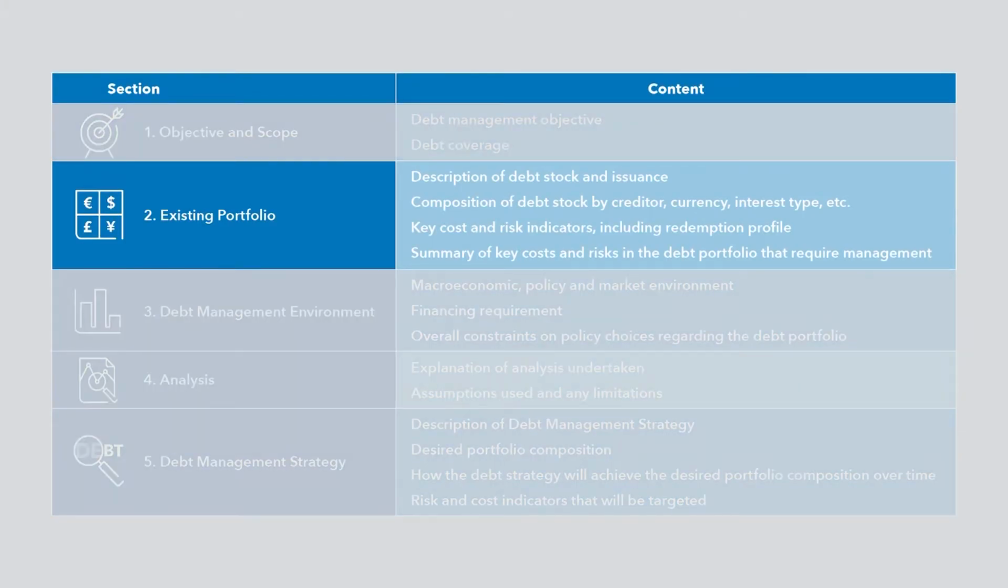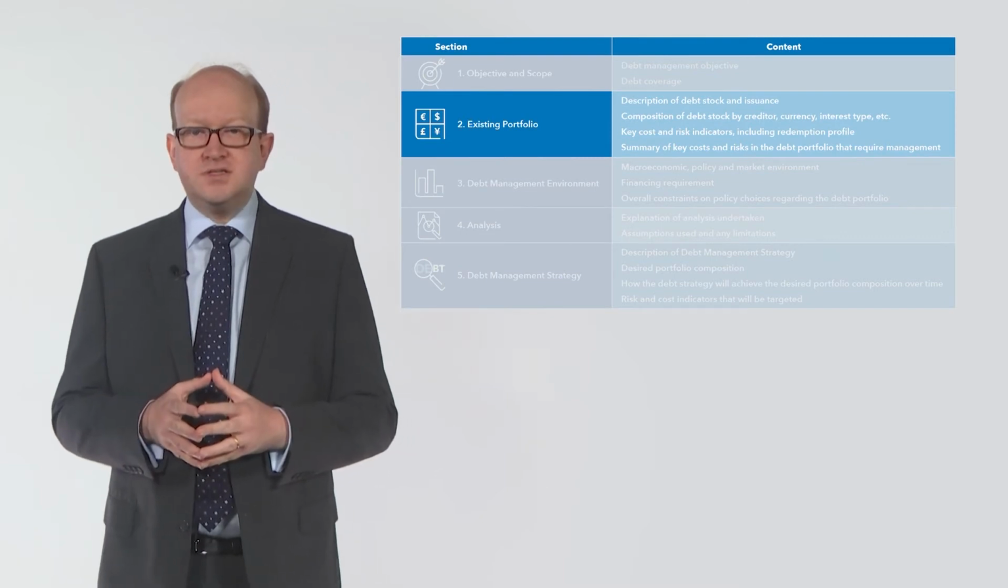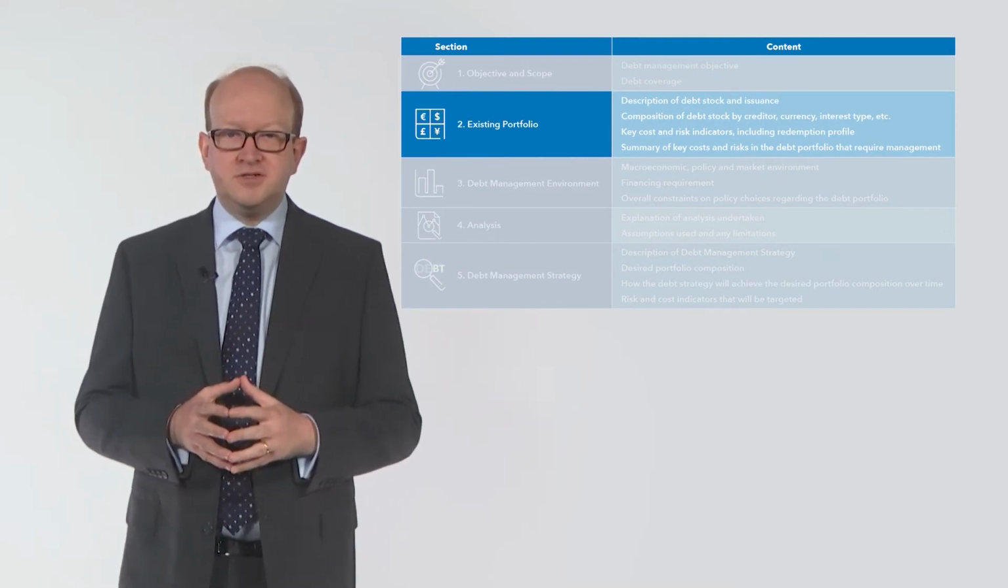Existing portfolio. This section provides the context of the existing debt portfolio, which is the point of departure for the strategy. It describes the composition of the portfolio in terms of its main cost and risk characteristics of the debt. This includes the mix of currencies, the mix of fixed rate and variable rate debt, the maturity structure, and the mix of creditors and investors. The drivers of past trends and key changes over time should be explained. This section also highlights the key costs and risks that are to be managed.